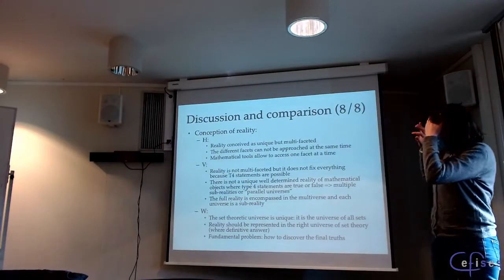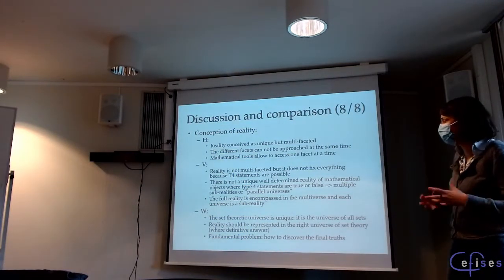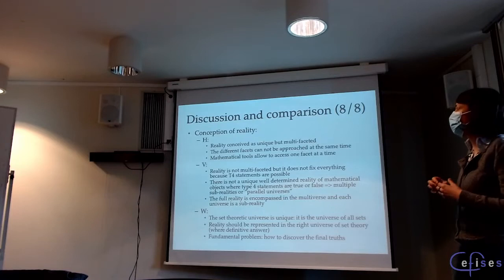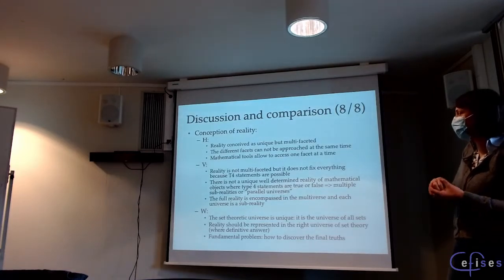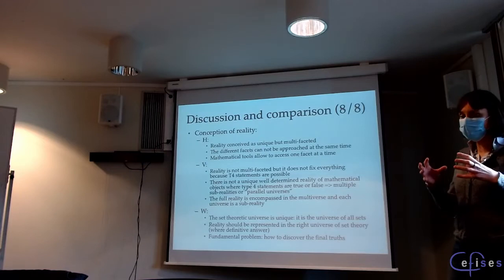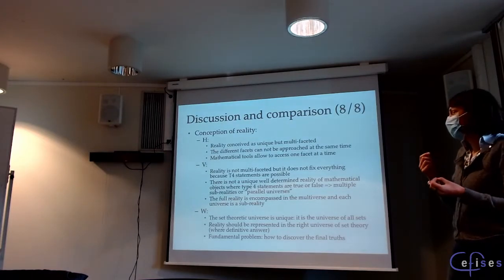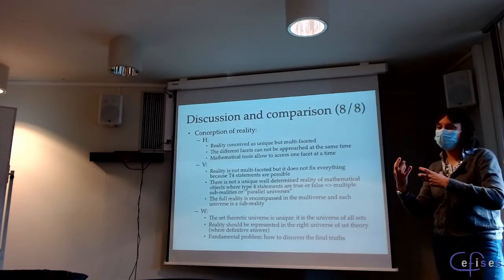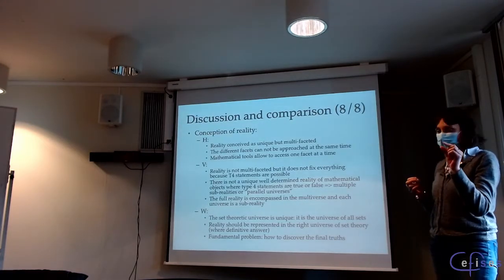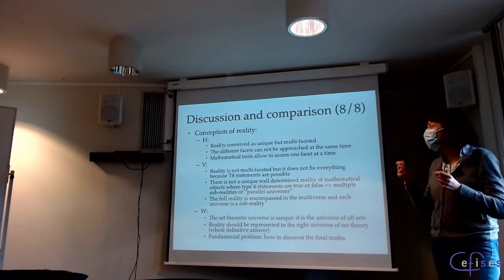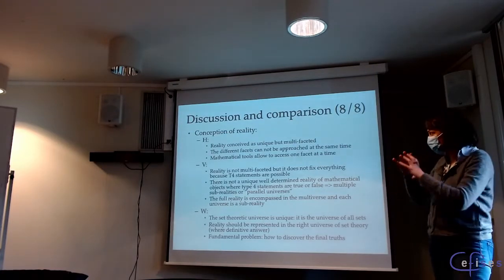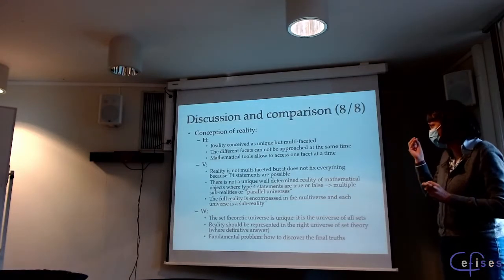And the last criteria for comparison, as I said, is that they are all realist points of view, but they have a slightly different point of view on what mathematical reality is. For Hamkins, reality is really unique, but there are different facets. You cannot approach all these facets at the same time. So the mathematical tools allow you to access one of these facets of reality at a time. So that's really the way this multiverse is conceived.